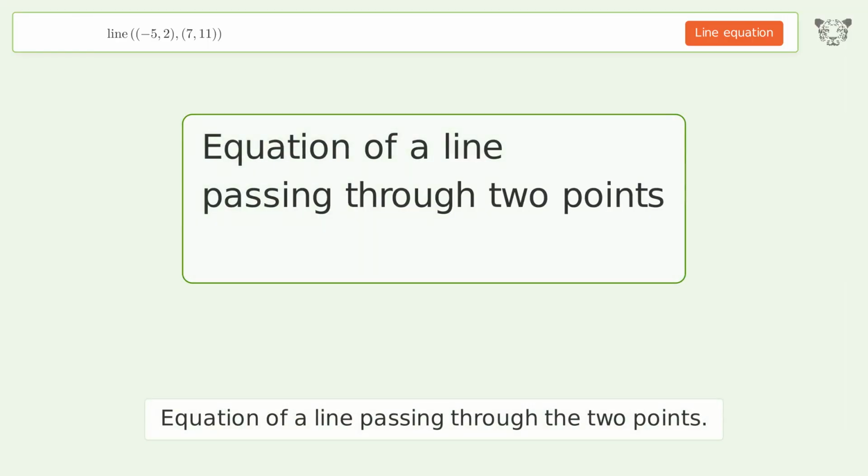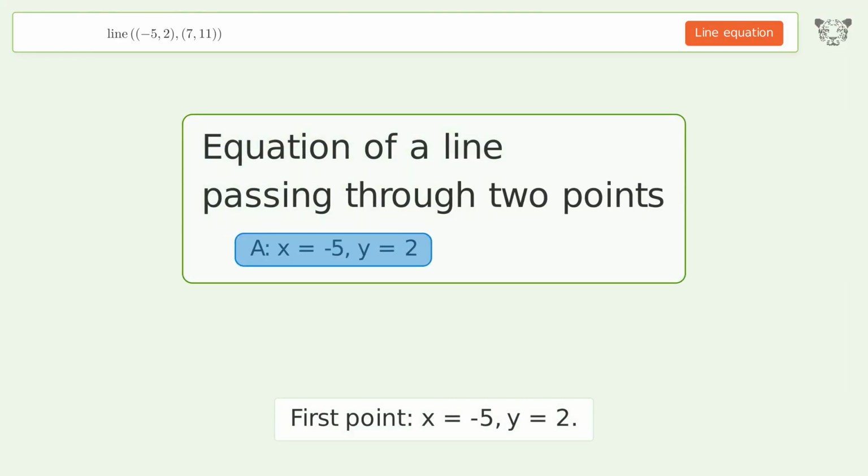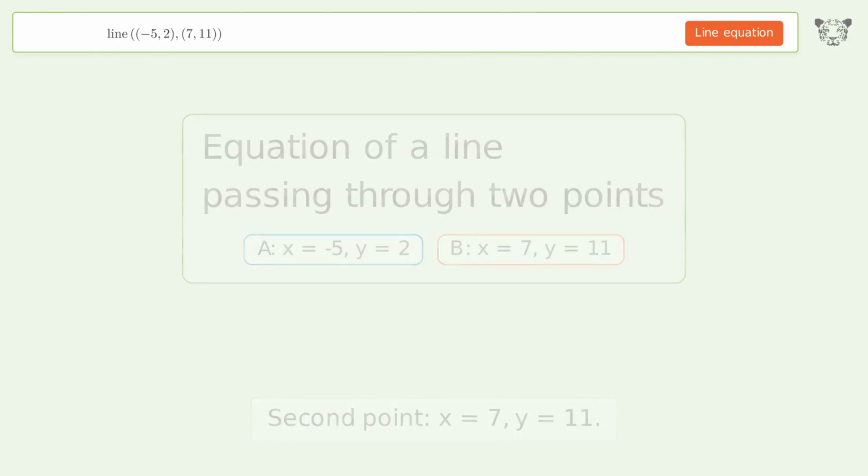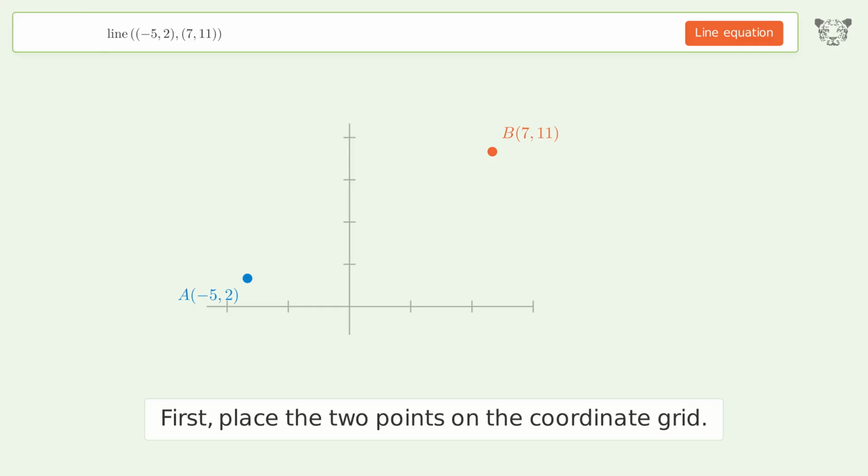Equation of a line passing through 2 points. The first point has x equals -5, and y equals 2. The second point has x equals 7, and y equals 11. First, place the 2 points on the coordinate grid.